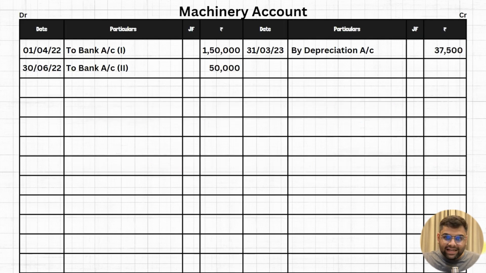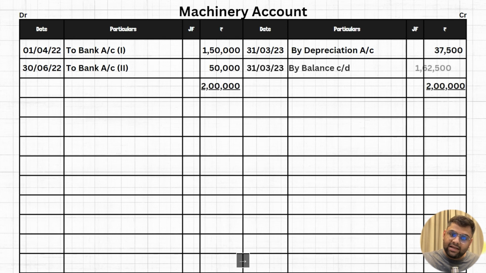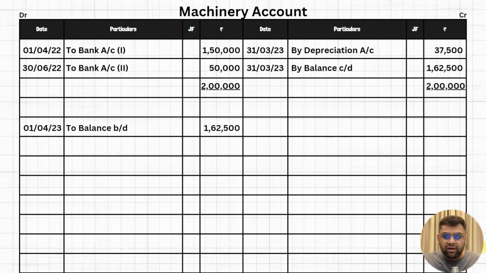Machinery account has a debit balance. 2 lakh is the heavier total that is written on both sides. Then we write the closing balance as by balance c/d 1,62,500. This closing balance becomes opening balance on the next day, which is the first day of the new year, 1st April 23. Now, let's go back.